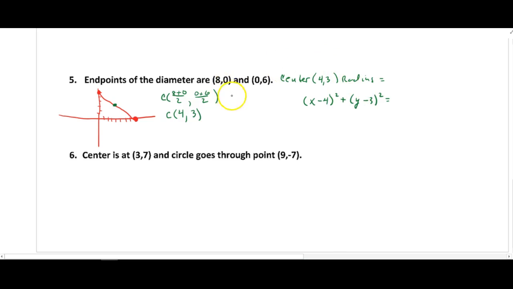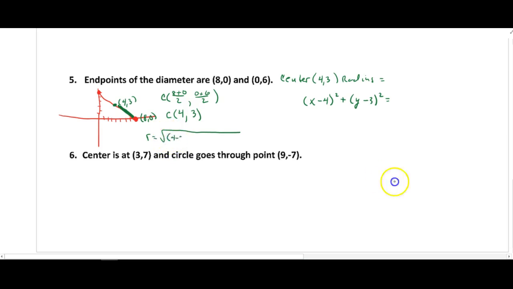Now I need the radius. Well, if this center is at 4, 3, I'm going to find the length of this segment using the distance formula. So the length of the radius is going to be the square root of, now it doesn't matter what endpoint of the diameter you use, but I have to use the distance formula.